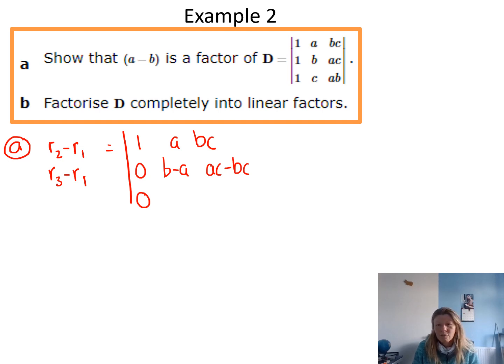Right, bottom row take top row. a, b take b, c. Now, you might be able to spot how they're going to get that b take a out, a take b out. Just write that one more time by switching the algebra about.